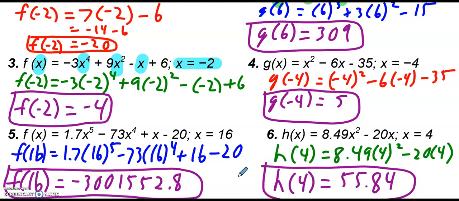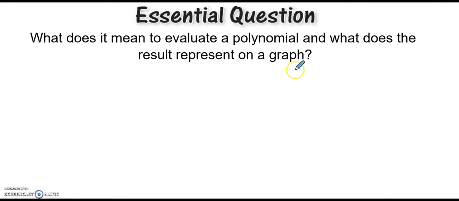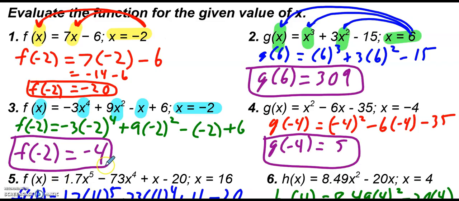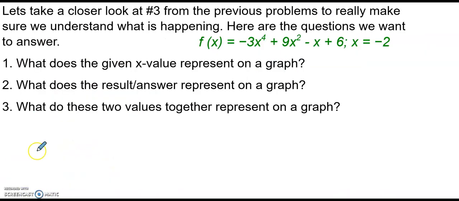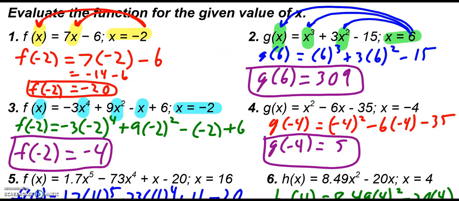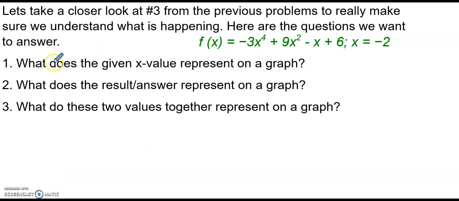Now, let's go back to, remember in our essential questions here, at the very beginning, we wanted to know, what does the result represent on the graph? And so we're going to focus back on number 3 here, right? And this was f of negative 2 is negative 4. So what does the given x value represent on a graph?